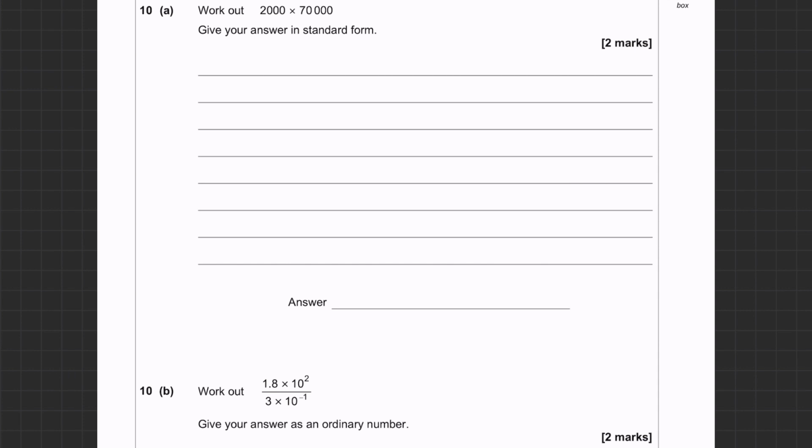Work out 2,000 times 70,000. Give your answer in standard form. There are 2 ways you could go about this. I'm going to show it both ways. The first way, I'm going to change both 2,000 and 70,000 into standard form.